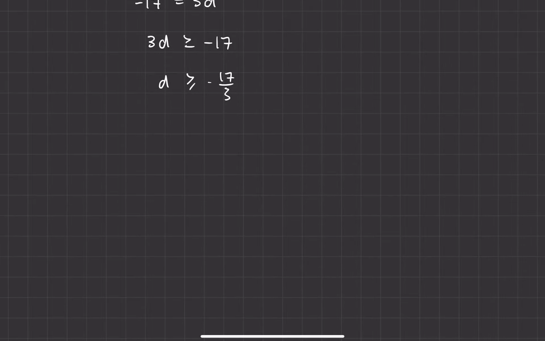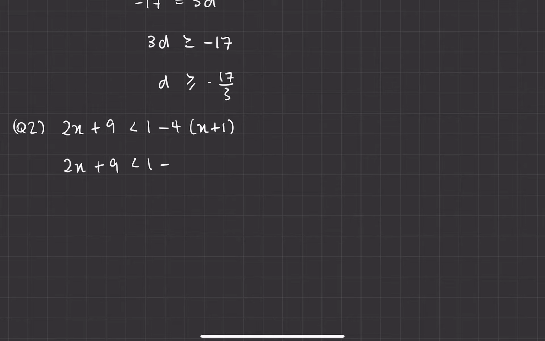Now if you move on to the next one, let's say question 2. Let's try this one here. So 2x plus 9 is smaller than 1 minus 4(x plus 1). Again, like we did in the last question, the first thing I'm going to do is expand all the brackets. So say 2x plus 9. Now when I expand this bracket, it's not just 4 times the bracket, but it's negative 4 times the bracket. So negative 4x and then negative 4. So 2x plus 9 smaller than 1 minus 4 is minus 3.